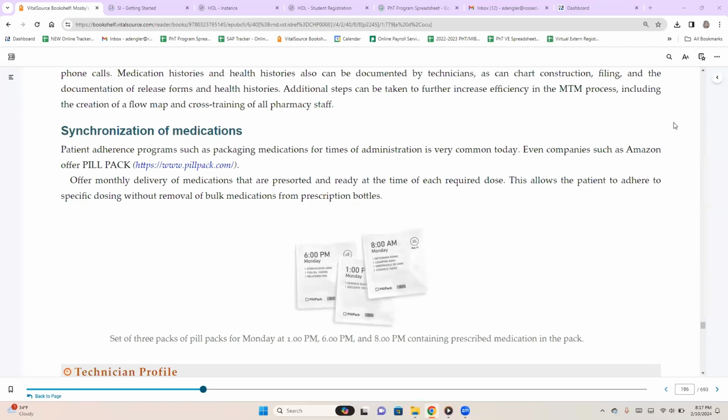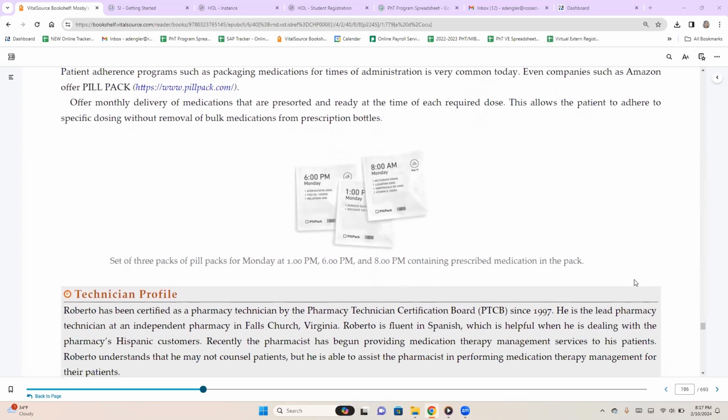Patient adherence programs such as packaging medication for times of administration is very common today. Even companies such as Amazon offer PillPack. Monthly delivery of medications that are pre-sorted and ready at the time of each required dose. This allows the patient to adhere to a specific dosing without the removal of bulk medications from prescription bottles.